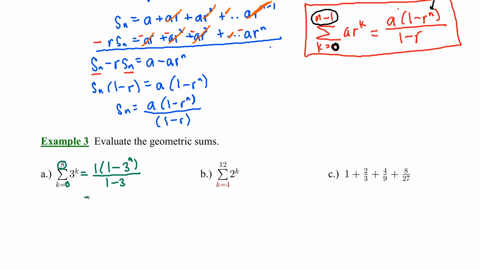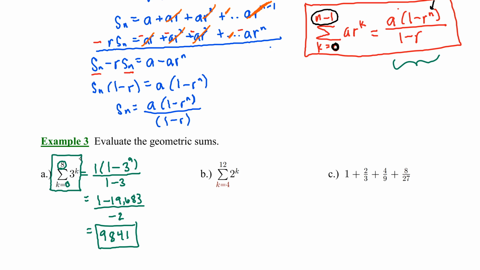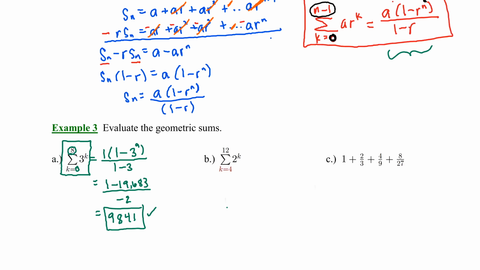If we plug in 3 to the 9th on our calculator, we're going to get 19,683. And in the denominator, we have a negative 2. So our nth partial sum then is 9,841. Notice what this particular formula does. We have simply added the first 8 terms, 9 terms total, of this particular series and shortcutted it with the formula to end up with 9841.